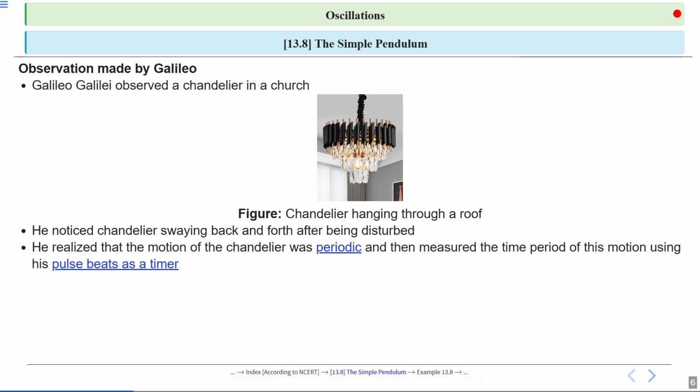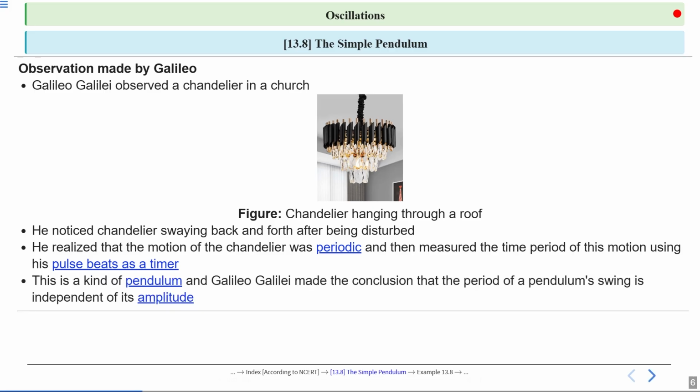Galileo realized that this motion was periodic, meaning it repeated at regular intervals. He measured the time it took for one complete swing, called the time period, using his own pulse as a timer. Galileo concluded that the chandelier was acting like a pendulum. He discovered that the time period of a pendulum swing does not depend on how far it swings, or its amplitude, as long as the swings are small.